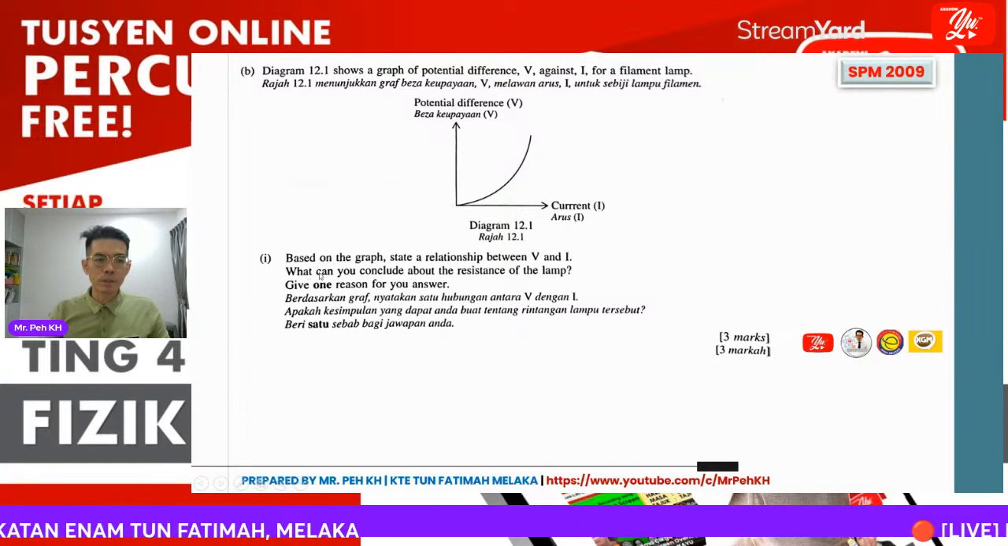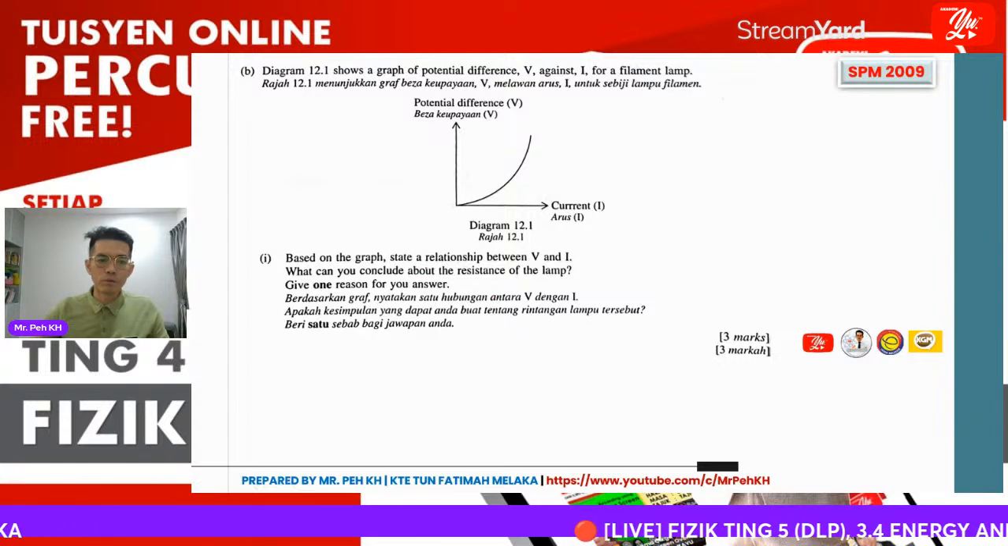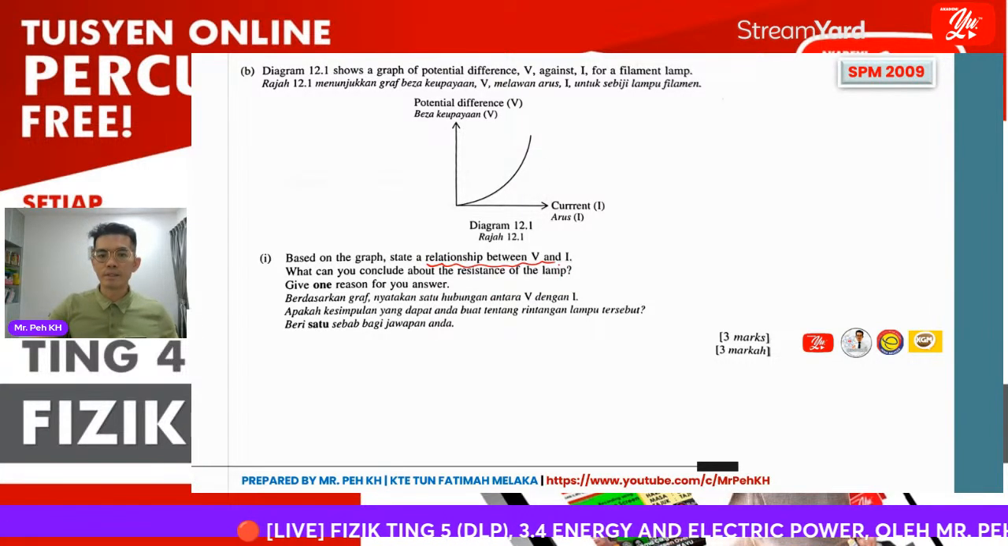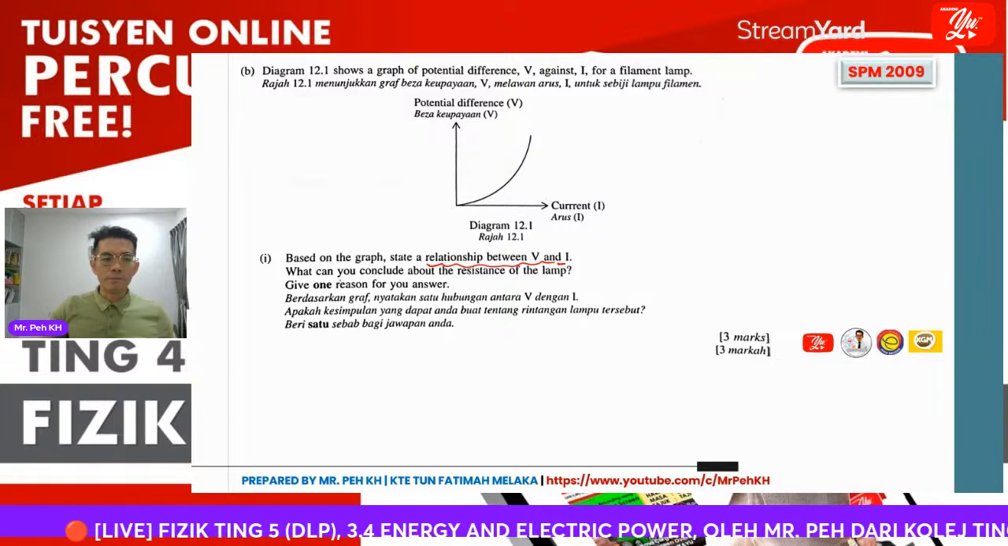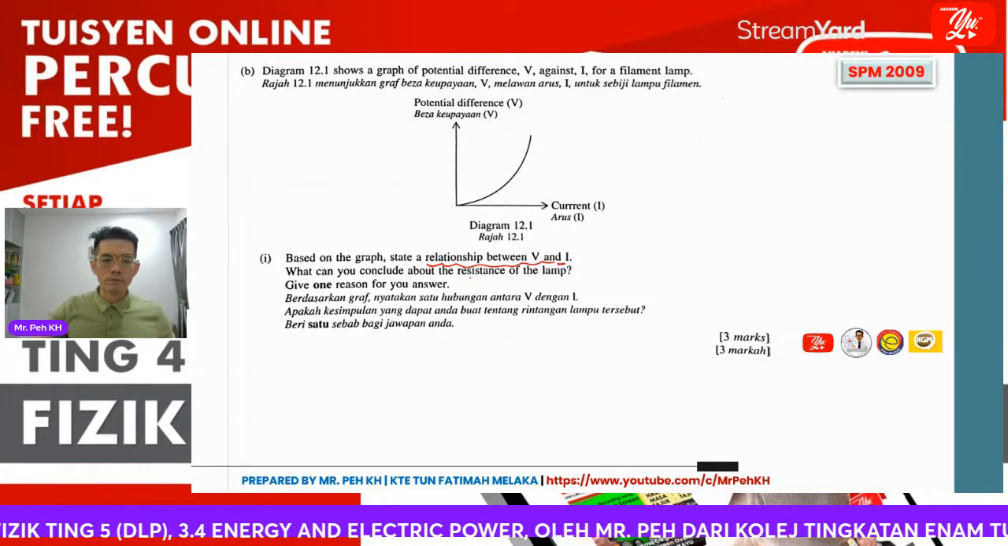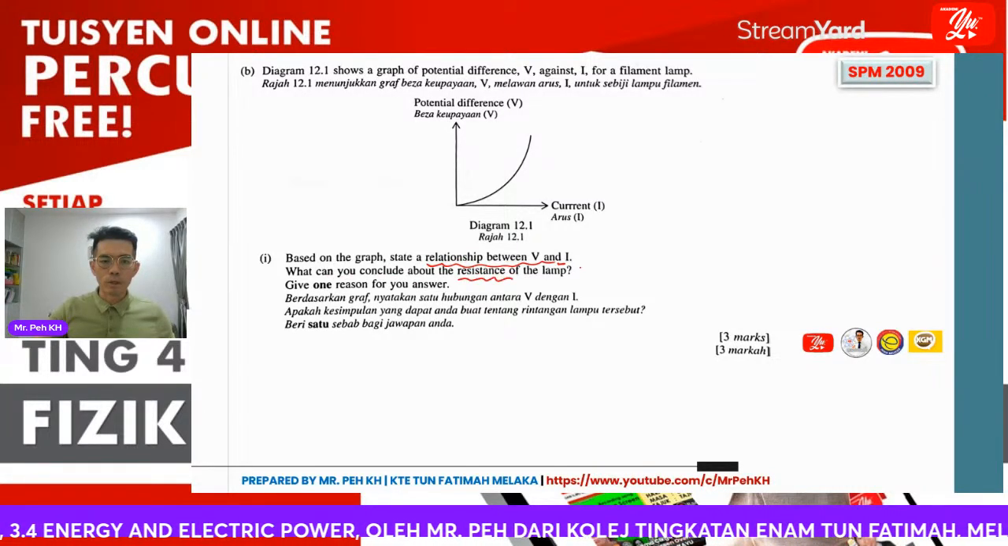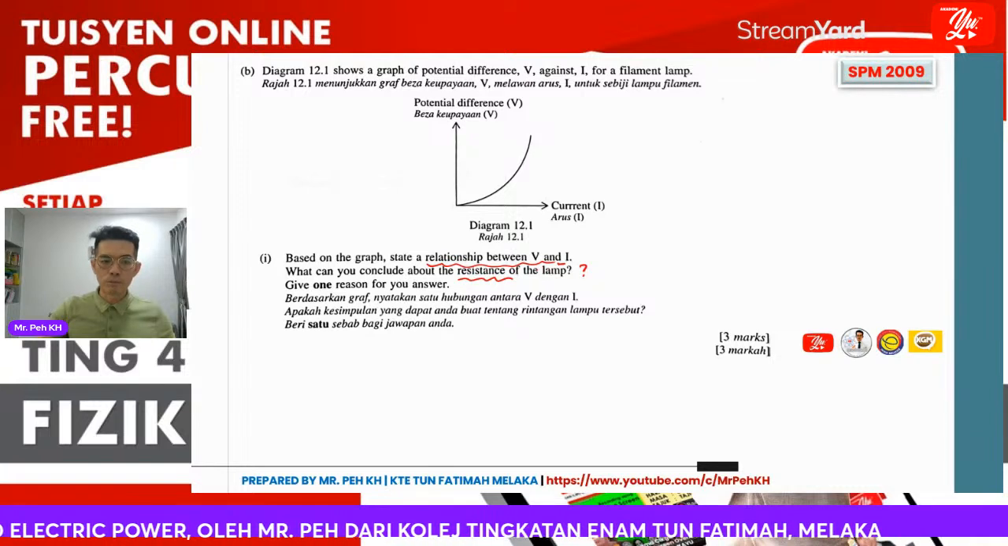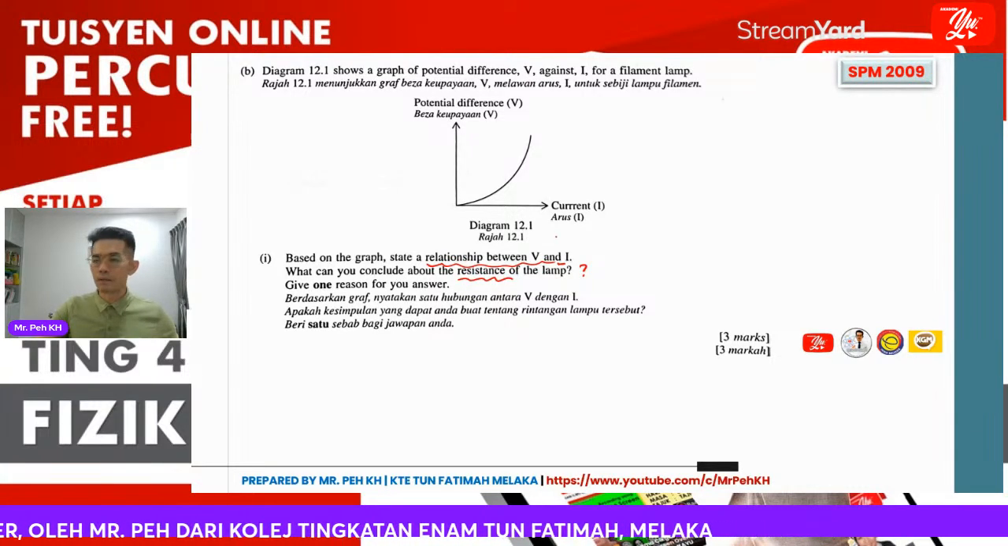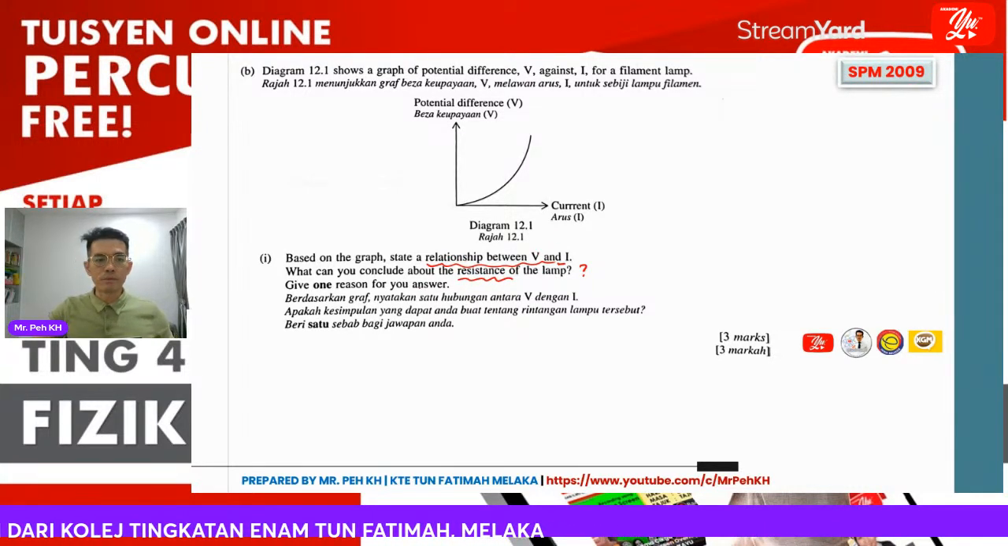Based on the graph, state the relationship. Firstly, you need to state the relationship between V and I. And then what can you conclude about the resistance? So what is the relationship you can get through this graph? And then give a reason.